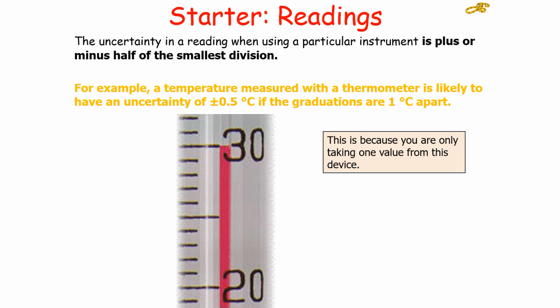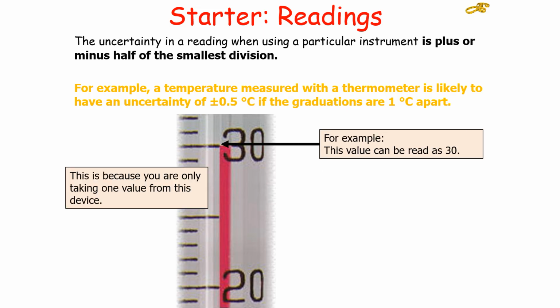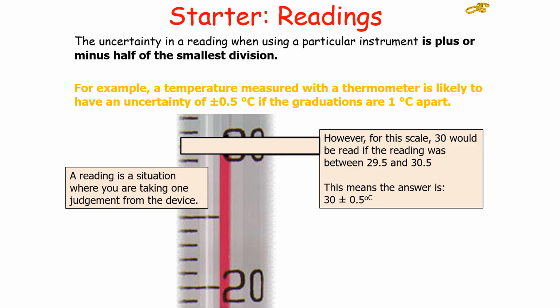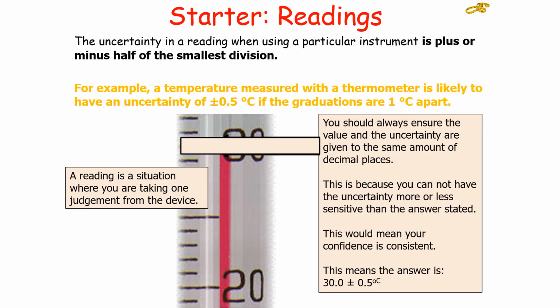Now, the uncertainty in a reading when using a particular instrument is plus or minus half of the smallest division. This is because you're only taking one value from this device. So if you think about it, let's say you want to read this value as 30 on the thermometer. Well, you would round something to 30 if it was between 29.5 and 30.5, because you've got no other smaller scale to use. So if it was just higher than 30, you'd round down to 30. If it was just below 30, you'd round up to 30. So this means our answer is 30 degrees plus or minus 0.5 degrees. It's half of the resolution of the measuring device. That's a very important idea.